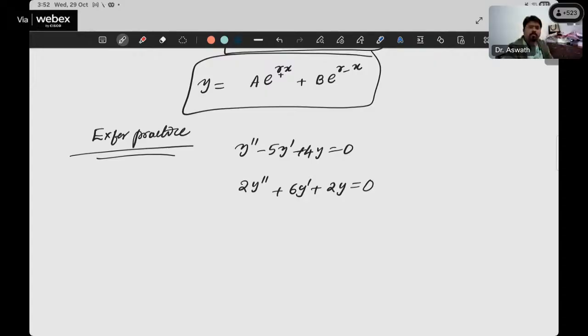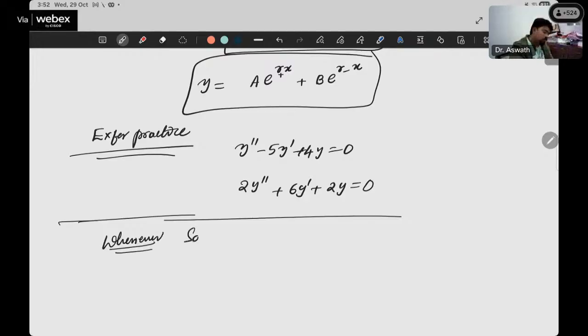Yeah, sometimes the roots may not be that easy. The roots may be complex roots, whenever the solutions for r are complex. So in the above two cases, solutions may not be complex.